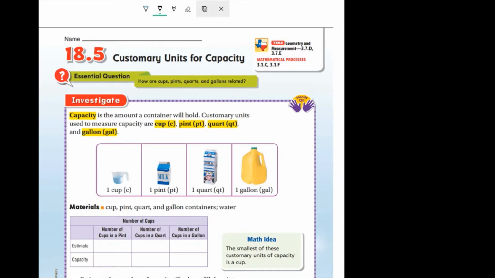Hello, boys and girls. Today we're going to go ahead and start on our Go Math lesson 18.5, which is customary units for capacity. We're going to be able to identify how cups, pints, quarts, and gallons are related. So, our first thing is we're going to go ahead and investigate. Capacity is the amount a container will hold. Customary units used to measure capacity are cups, pints, quarts, and gallons. Now the capacity is what each one can hold.